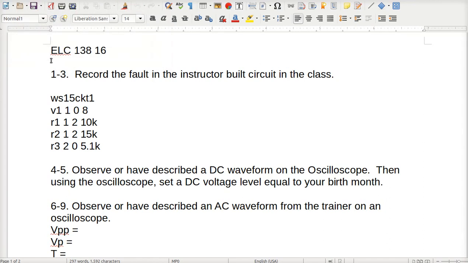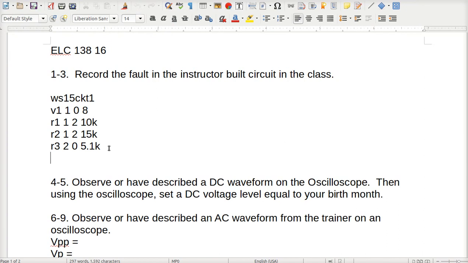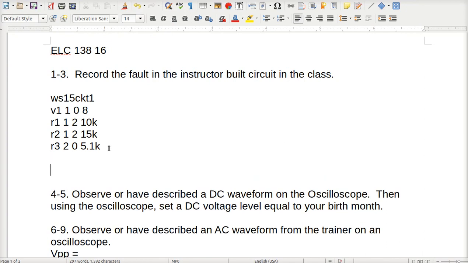Okay, worksheet 16. Just like the last one, there is a circuit that I would have built in class and put a fault in. Obviously, I can't do that in the virtual world that we live in now. So I can tell you what my fault values are.